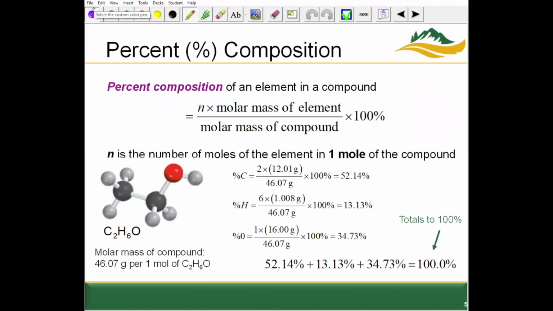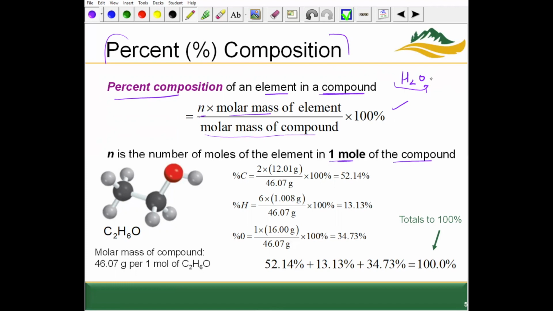Okay, so now coming back to the topic at hand. To calculate the percent composition of an element within a compound, for example, we might want to know the percent composition of oxygen in this compound of water. The formula for this is n times the molar mass of the element divided by the molar mass of the compound times 100%. Lowercase n is the number of moles of the element in 1 mole of the compound.